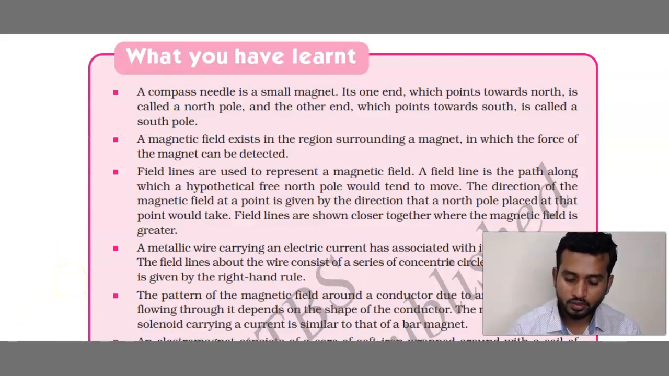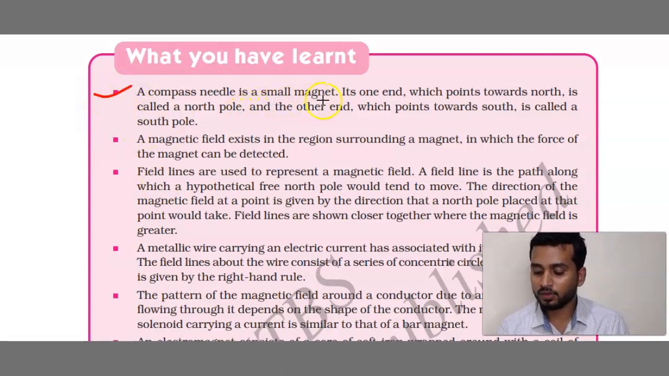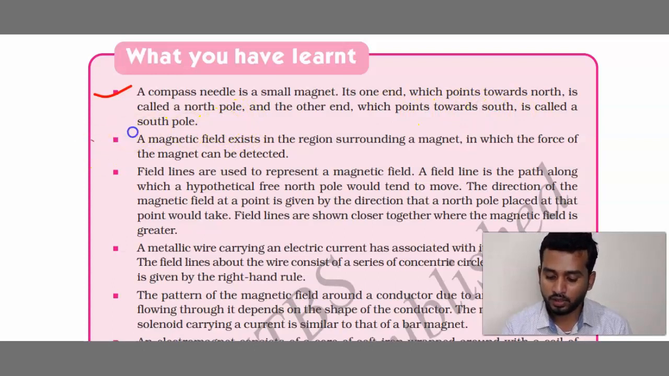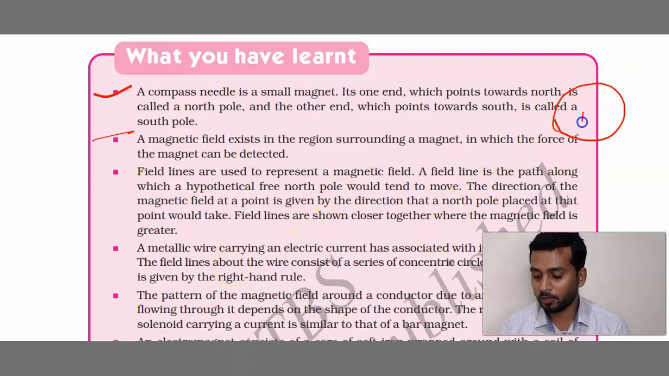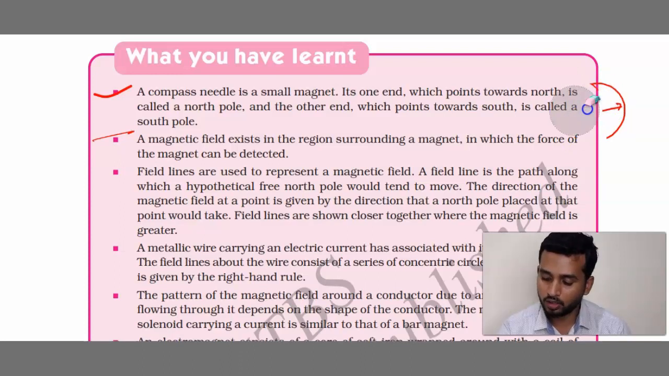See here, children. Point number 1, a compass needle is a small magnet. Its one end which points towards north is called the north pole and the other end which points towards south is called the south pole. Next point, a magnetic field exists in a region surrounding a magnet in which the force of the magnet can be detected. Always the magnetic field will exist only in the region surrounding a magnet. So where you have kept the magnet, it acts with respect to that surrounding only. Within that region only we can detect the magnet force. Got it?